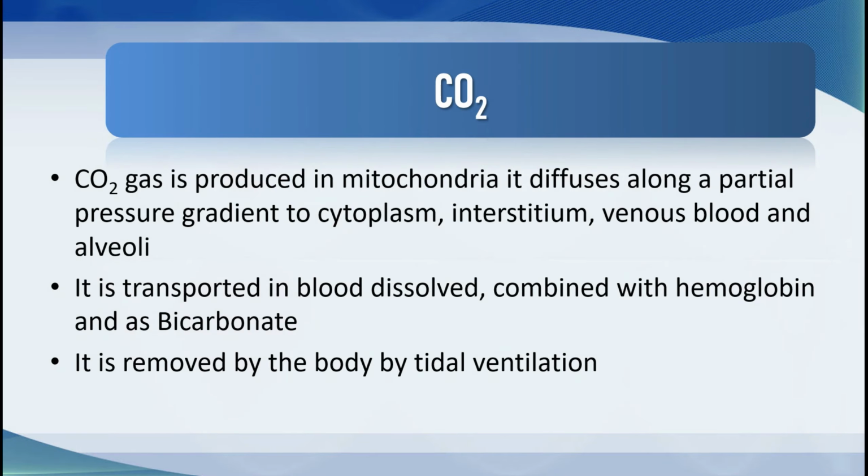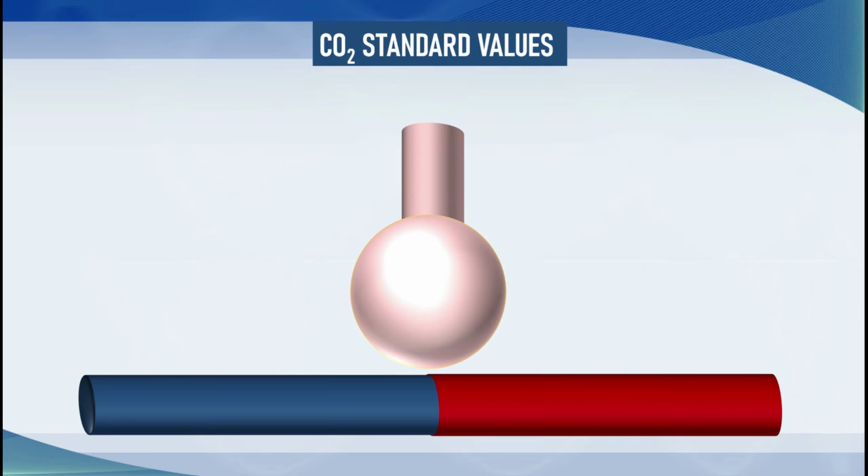CO2 gas is produced in mitochondria. It diffuses along a partial pressure gradient into the cytoplasm, the interstitium, venous blood, and alveoli. It's transported in the blood in the dissolved form, combined with hemoglobin, and as bicarbonate. It is removed by the body by tidal ventilation. And these are the standard values of carbon dioxide.